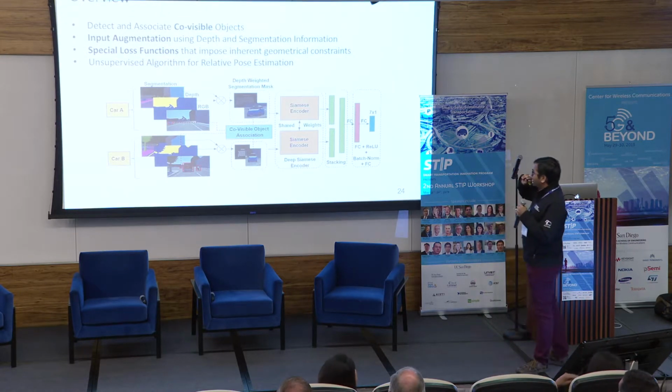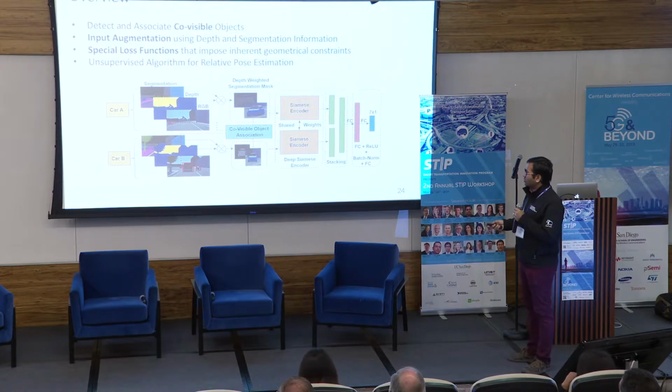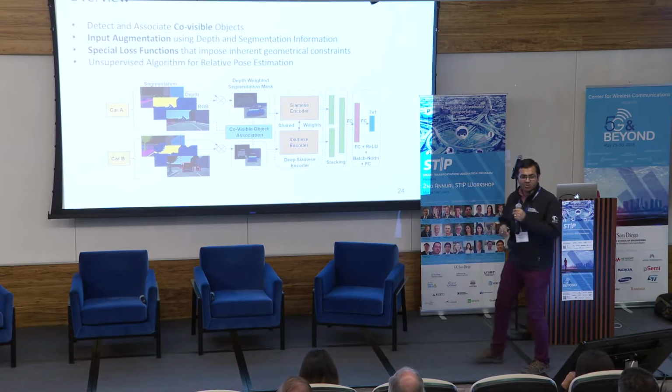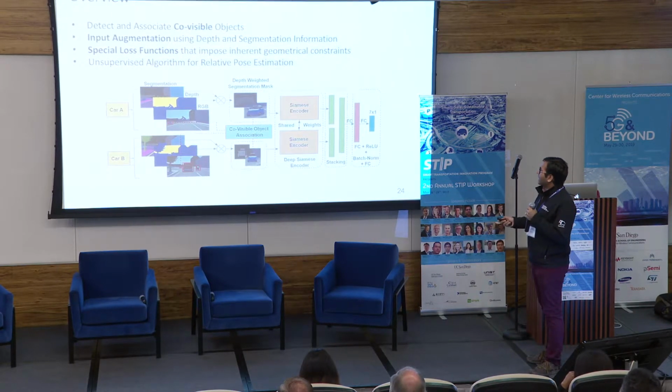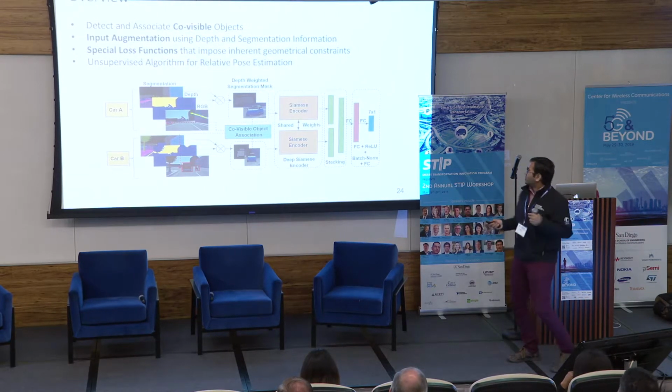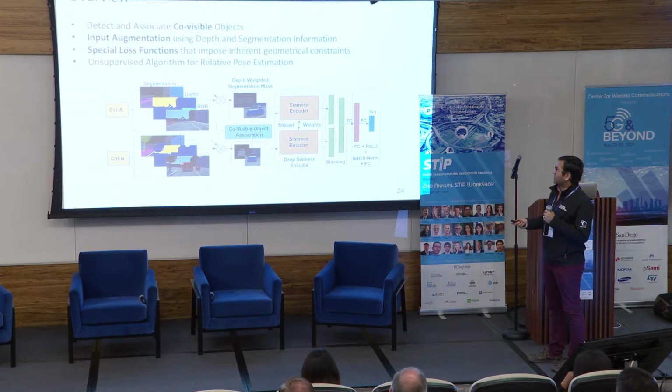So this is the overall pipeline. You have two cars, car A, car B, right? I think I'm out of time, but really I'm just going to emphasize that we are using some of the work on detecting and associating objects from the prior teams. So you can leverage detection and association of objects.